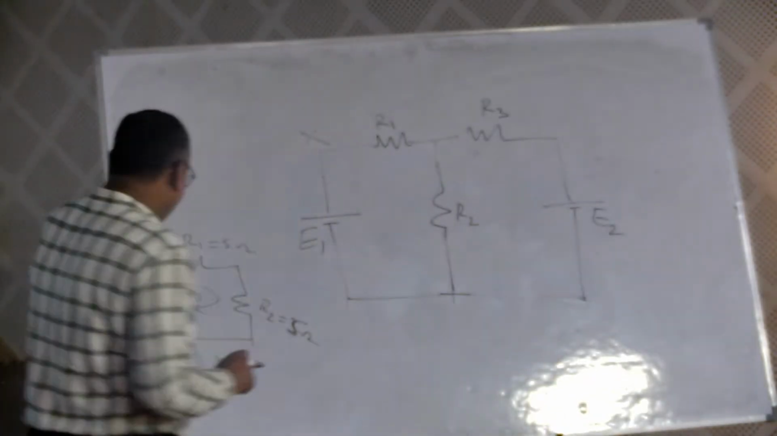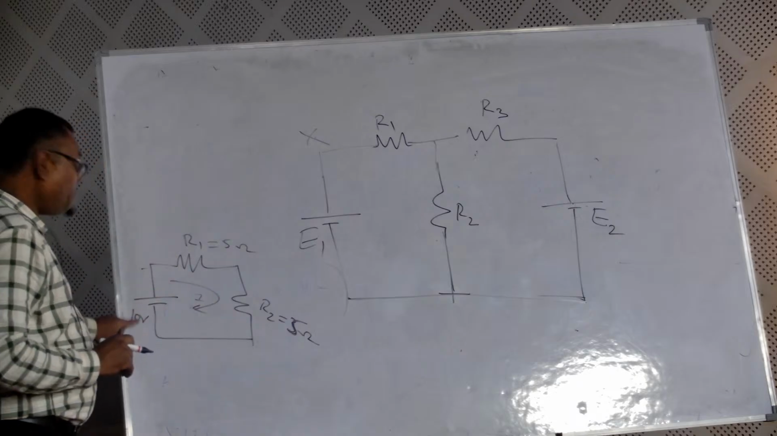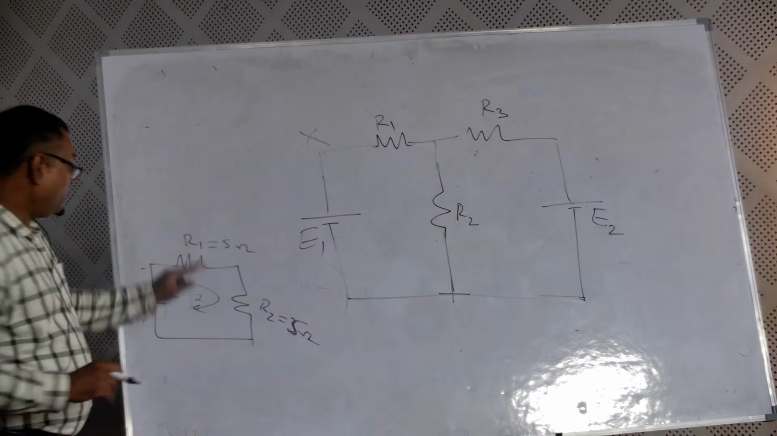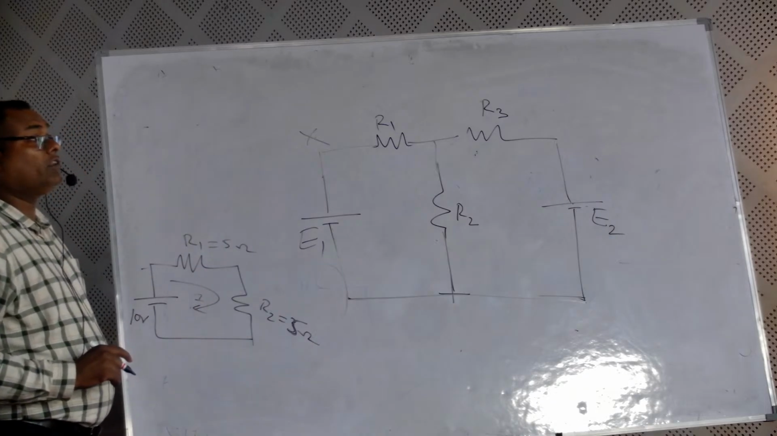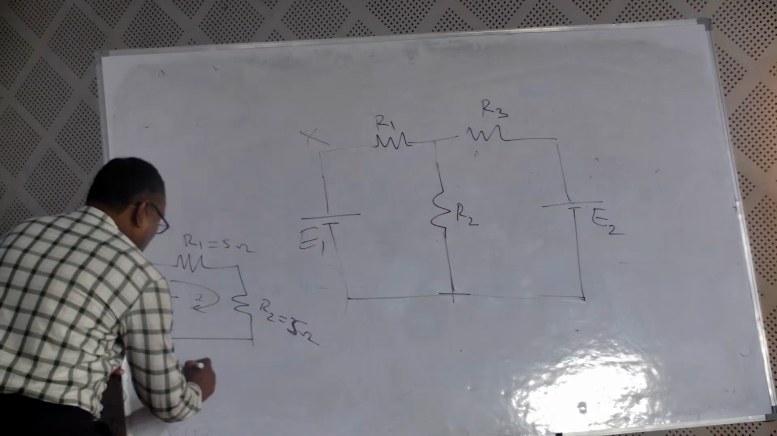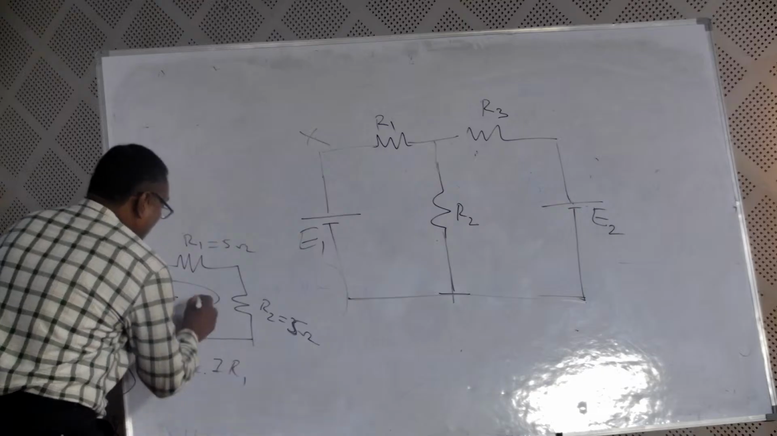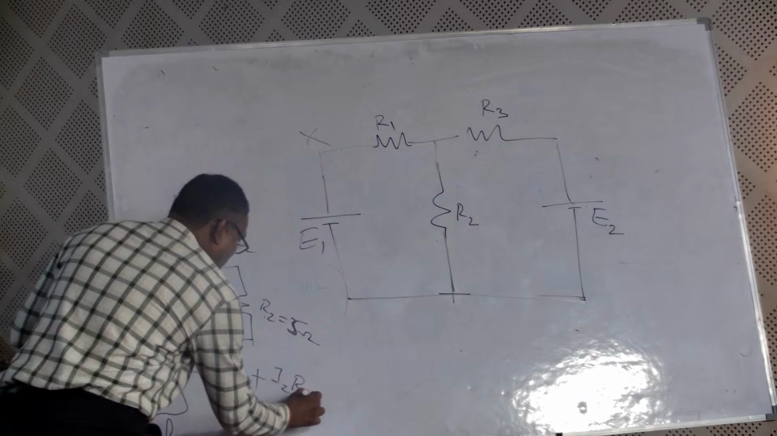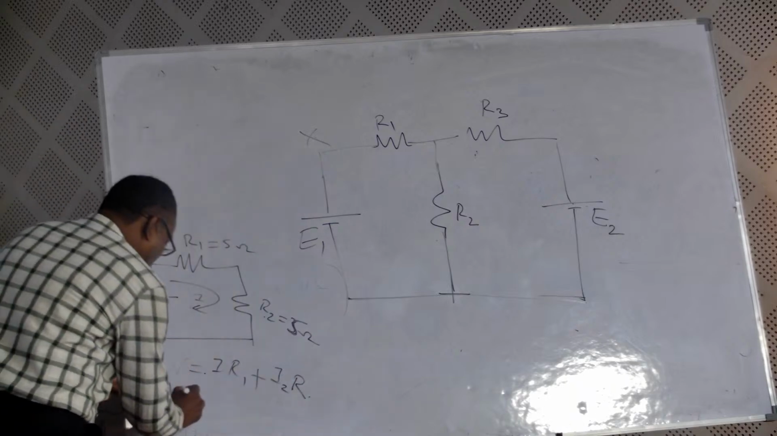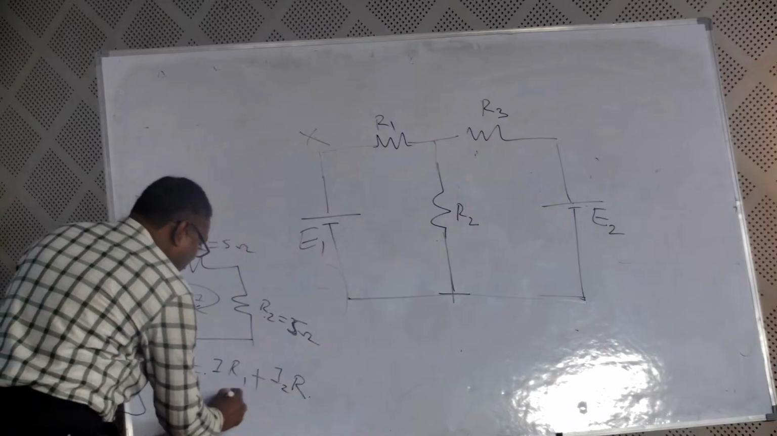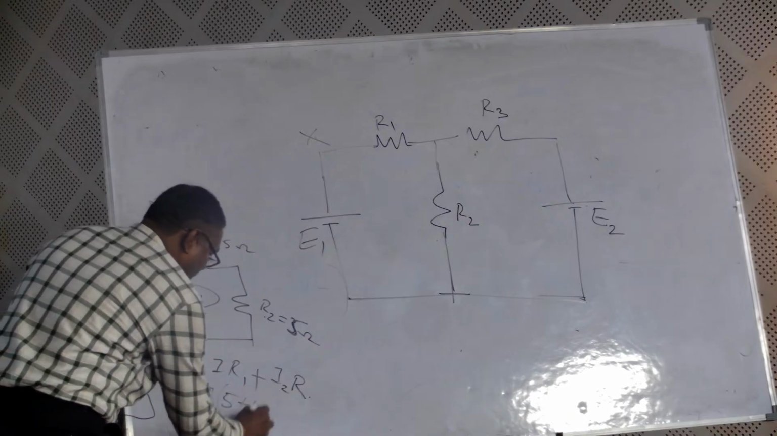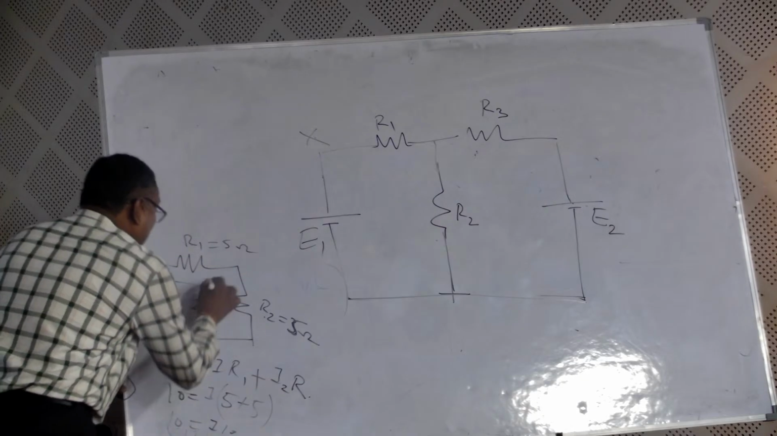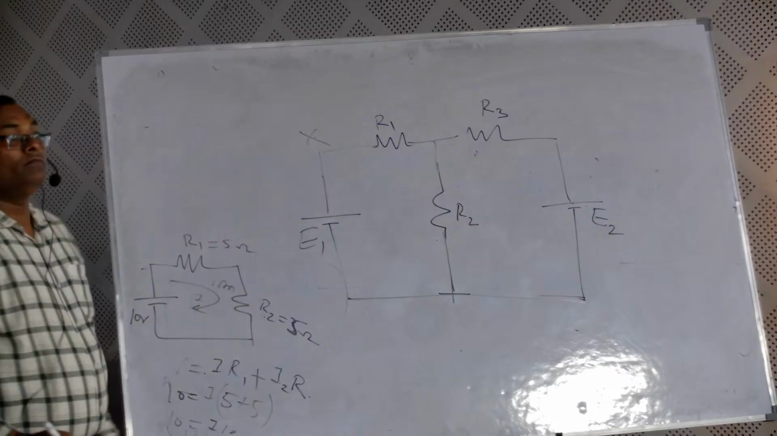KVL says: one battery, two bulbs, the battery is on, the two bulbs are glowing. Find the current I. So V is equal to I into R1 plus I into R2. 10 is equal to 5 I plus 5 I, so 10 is equal to 10 I. What is the answer? 1 ampere, we got 1 ampere.